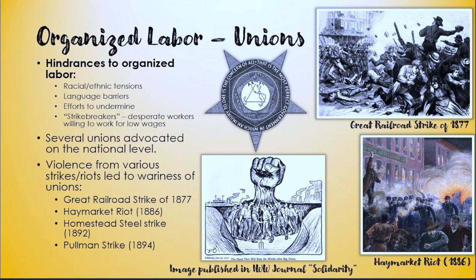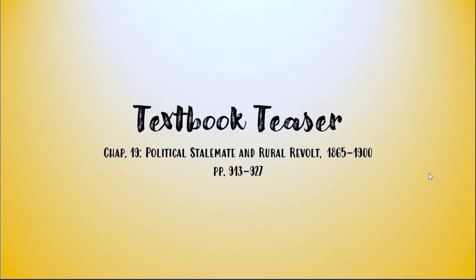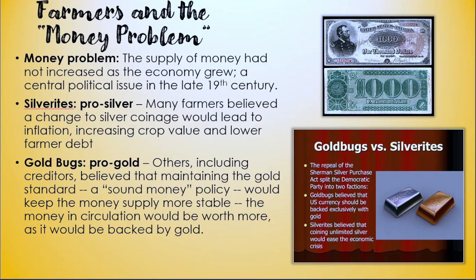Okay, so that is a summary of your first new reading section for the week. Your second reading section is a bit shorter, and this is from chapter 19, pages 913 through 927, Political Stalemate and Rural Revolt. And the part you'll be focusing on, the heading you'll find in your textbook for this, is Farmers and the Money Problem, starting on page 913.